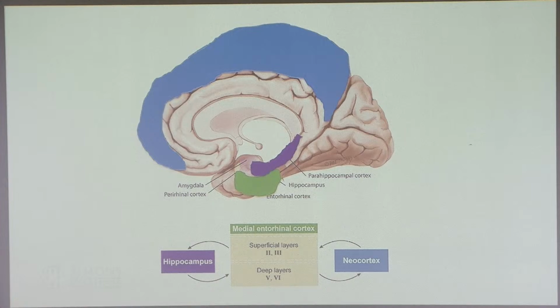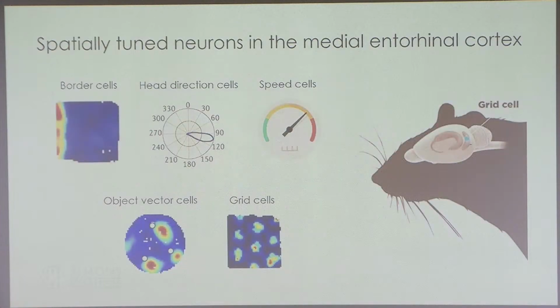And focusing on that, I'll show you a few spatially tuned cells that we find in the entorhinal cortex. There are border cells that fire at the border of arenas. There are head direction cells that fire at a specific head azimuth of the animal. There are speed cells. There are object vector cells that fire next to all objects in an arena. And there are grid cells.